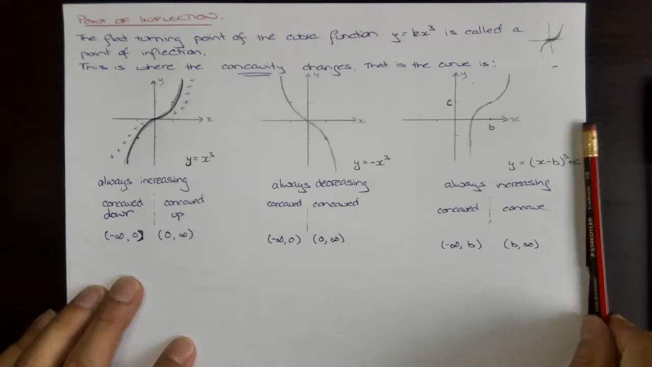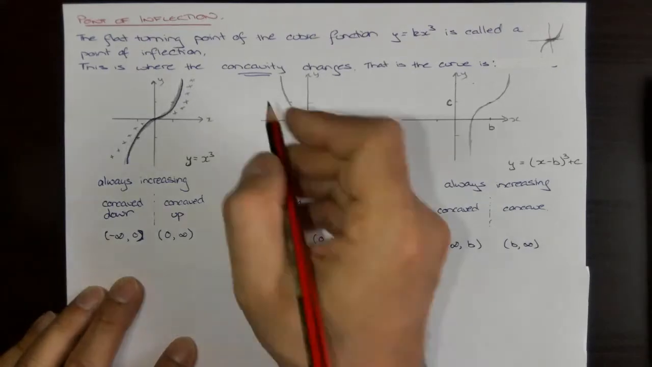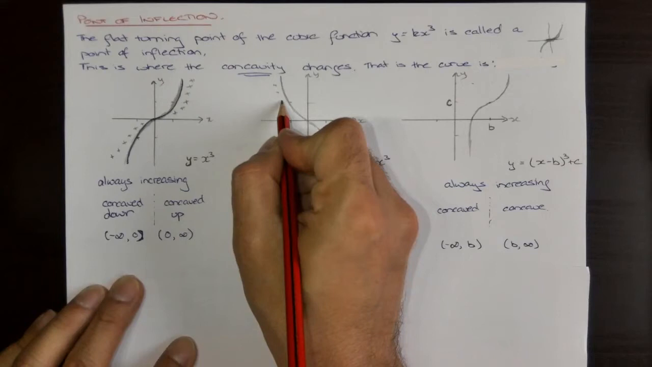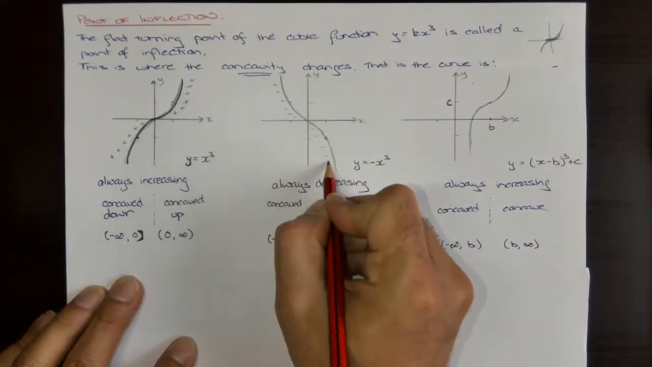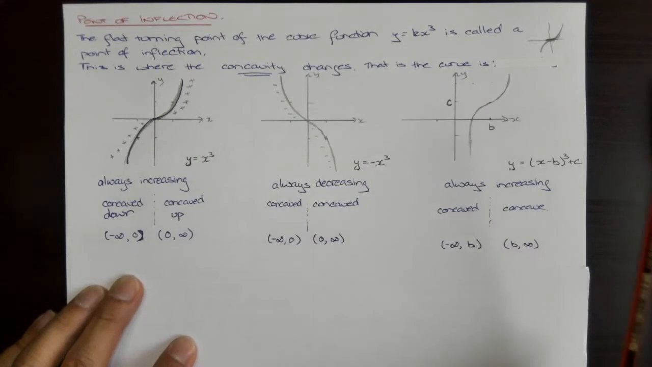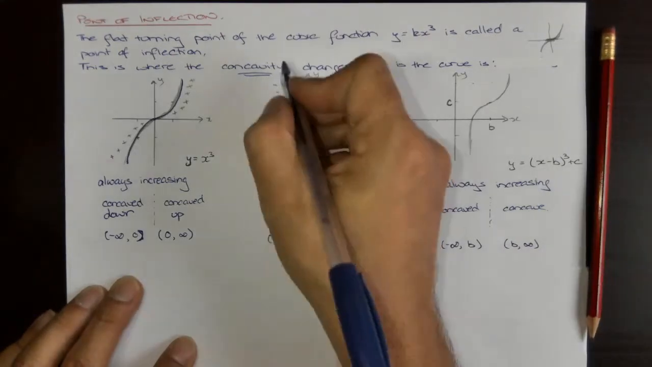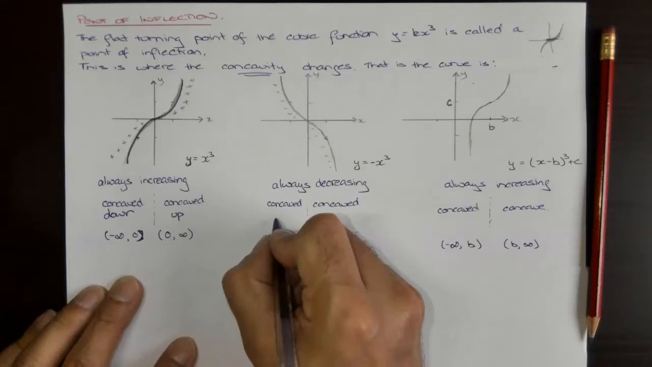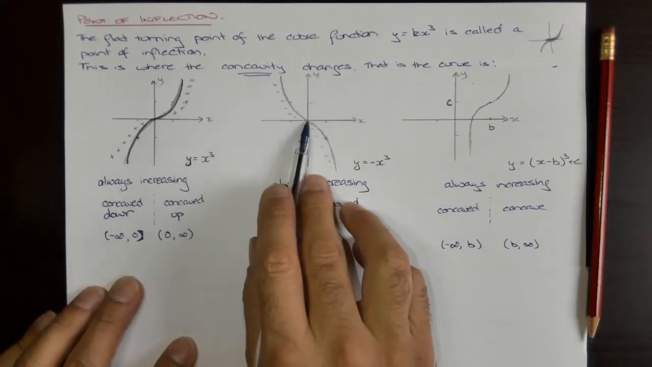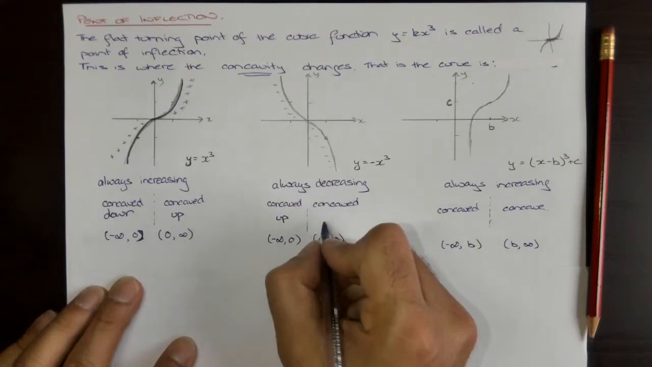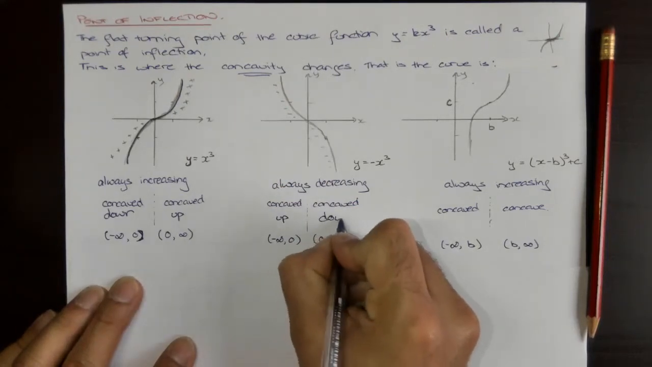So we've got y equals negative x cubed. Here our function is decreasing, so our y's are getting lower as we go further across x. So we're concave up when we've got negative infinity to 0. And then all of a sudden from 0 to positive infinity, it's concave down.